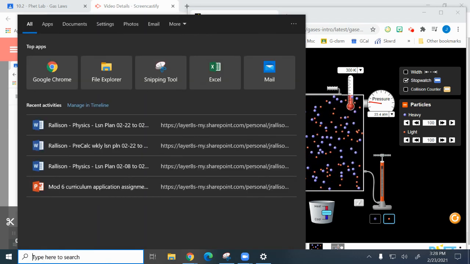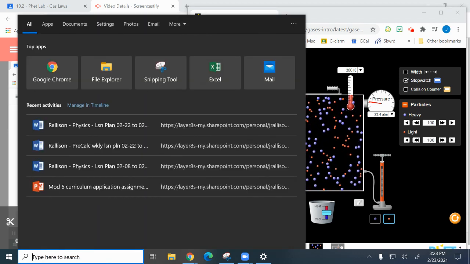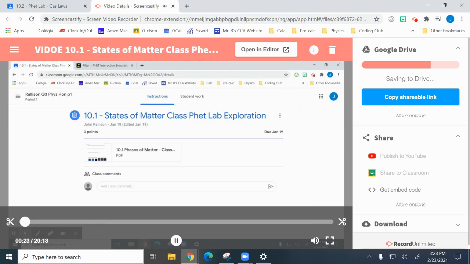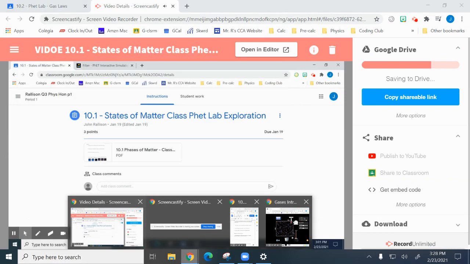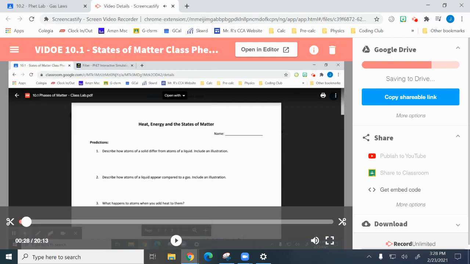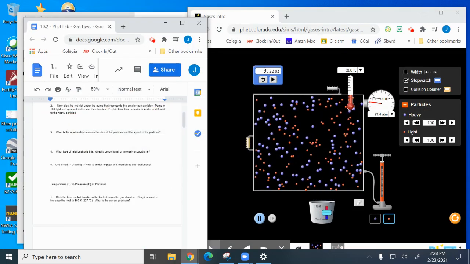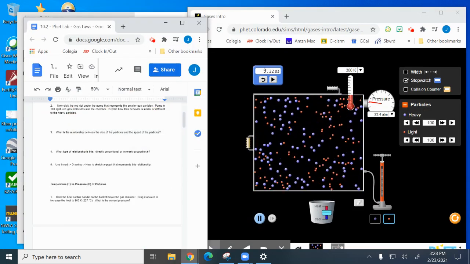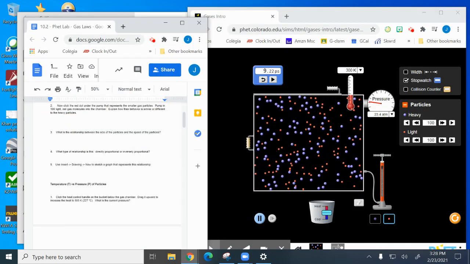That's not what I want. Close that. Okay. And it's a PhET lab exploration. So let's open it up. It's just not what I want. Sorry about that. I'm going to minimize that so that doesn't happen again. There we go. Okay. Where were we?